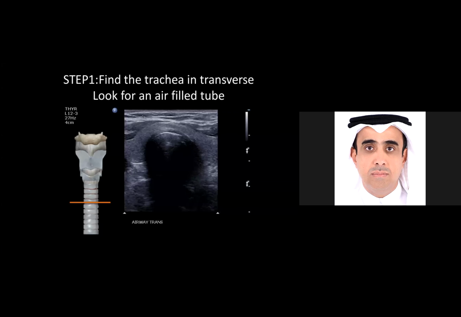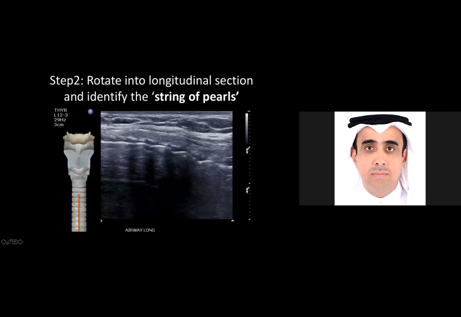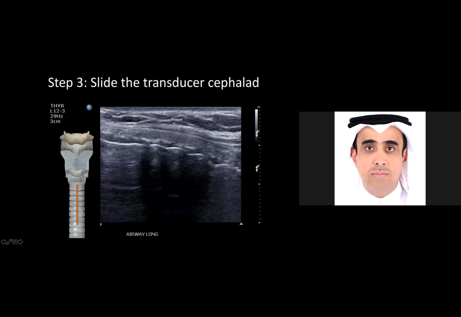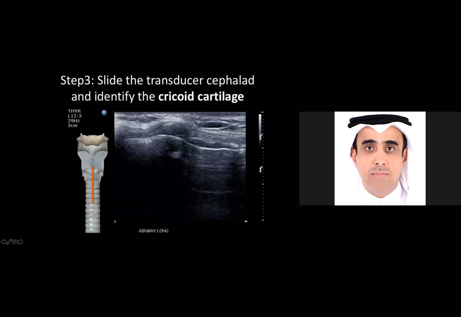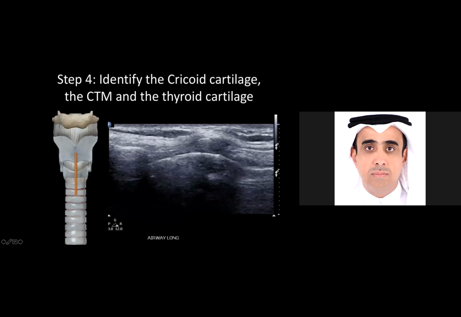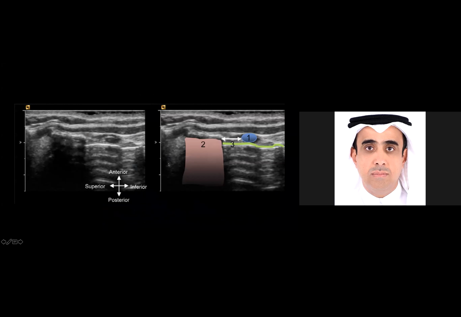How can we do this? For the cricothyroid membrane, it is very important to find the trachea in transverse view, looking for the filled tube. Then we can see the thyroid. Then we rotate to the long axis, a longitudinal section, to identify the string of barrels of the trachea. Then we find the cricoid, the cricoid cartilage. Then you can see a step-off or dimpling, then the sharp thyroid cartilage. This is the cricoid cartilage, this the cricothyroid membrane, and that the thyroid cartilage. So the membrane is very clear and very easy to landmark and localize.